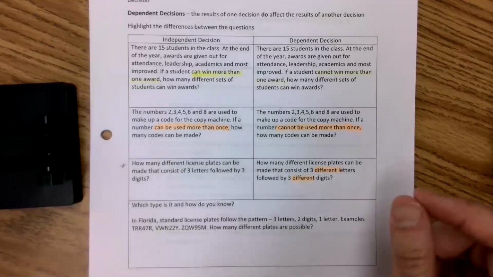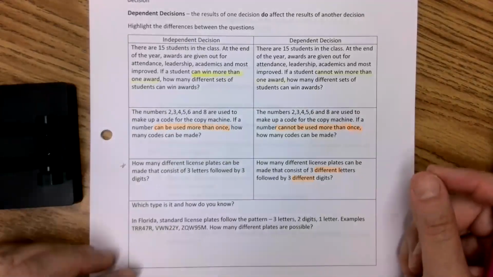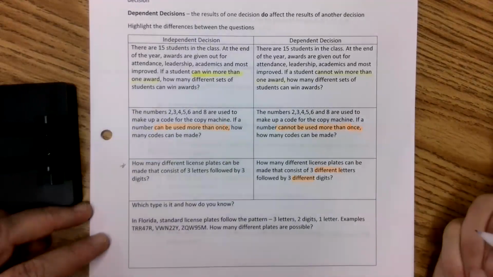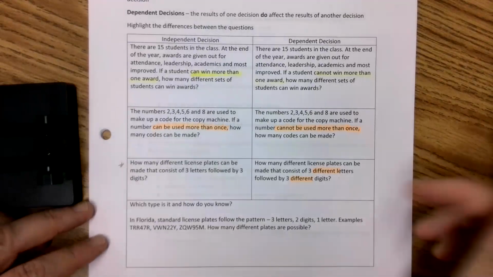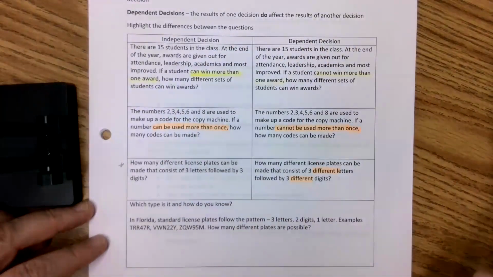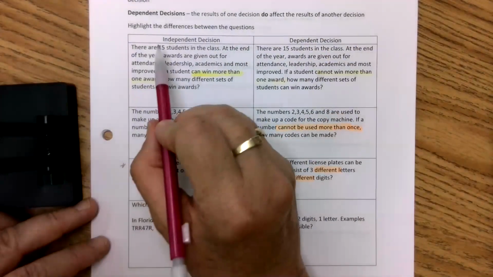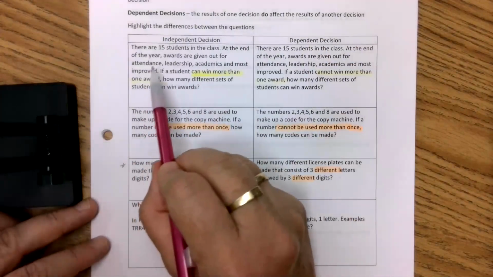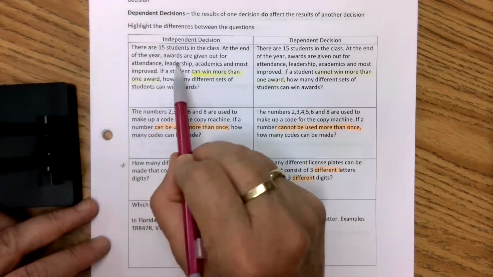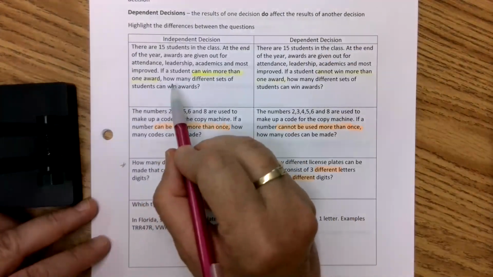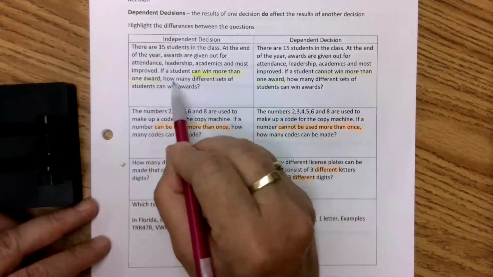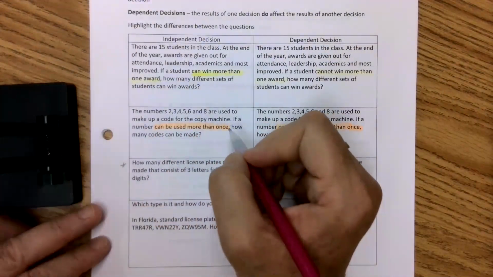Let's do the questions and see what happens with the answers. I'm going to do the top one, and then I'll let you do the other ones. All right, so we have 15 students in the class. At the end of the year, awards are given out for attendance, leadership, academics, and most improved, and that's actually what we do give awards out for. If a student can win more than one award, how many different sets of students can win?